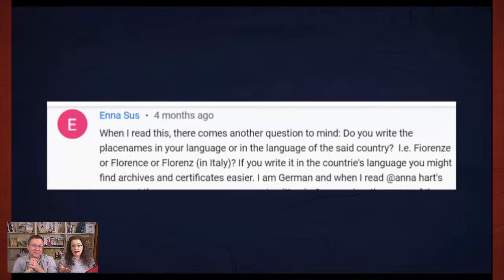So what say us? When we cross into another language, Spanish, Portuguese, Russian, so on, should we be using our own native tongue on the tree, or should we be using the native language of where our ancestors lived?